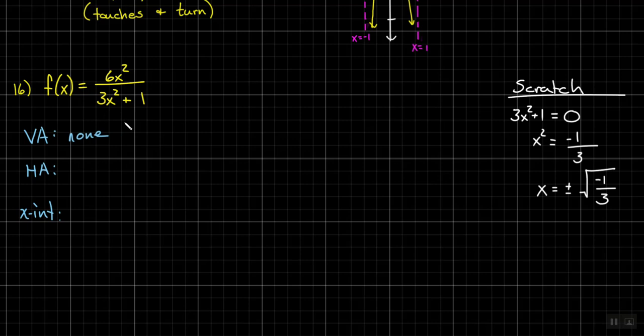How do we find the horizontal asymptotes? What's the degree of the top and the degree of the bottom? And the ratio of their leading coefficients will give me y equals? Not 1. 6 over 3 gives me 2. So there is a horizontal asymptote, and it's at 2.